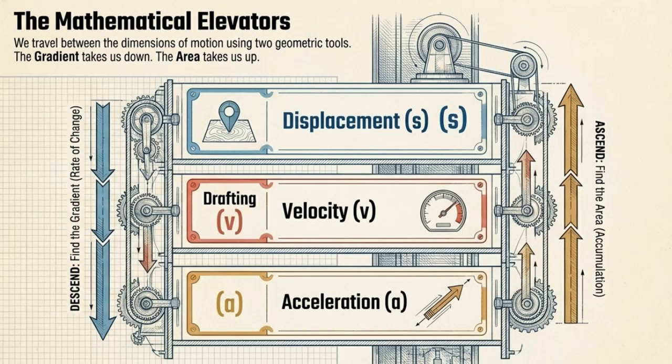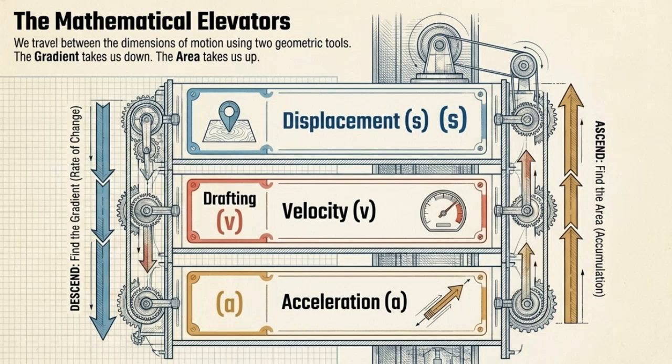Or how we move between different aspects of motion using two mathematical tools, the gradient and the area. Think of displacement, velocity, and acceleration as floors in a building. To move downward from displacement to velocity, we find the gradient, which gives us the rate of change. Going further down, we find the gradient of velocity, which leads us to acceleration.